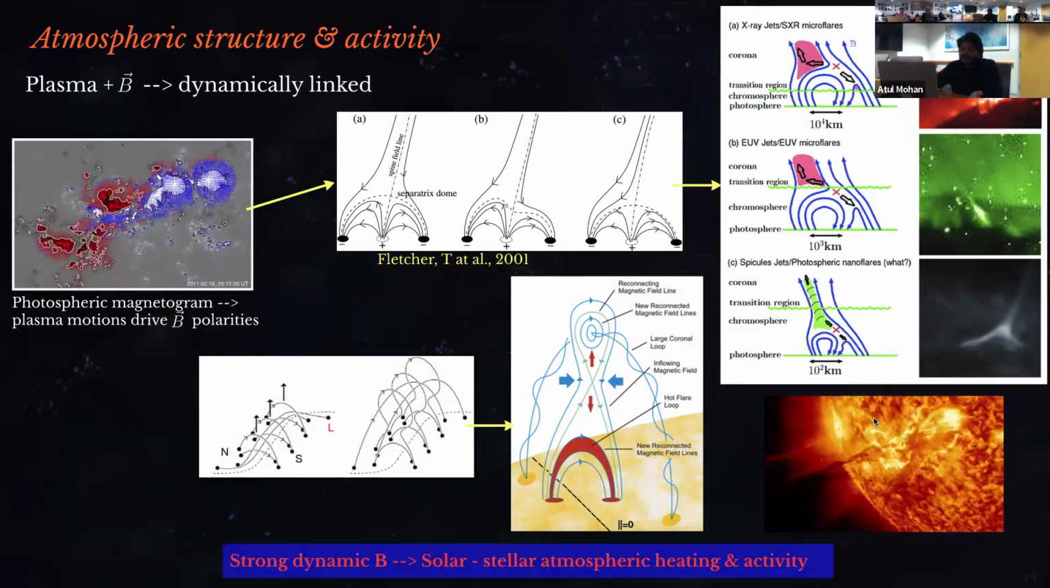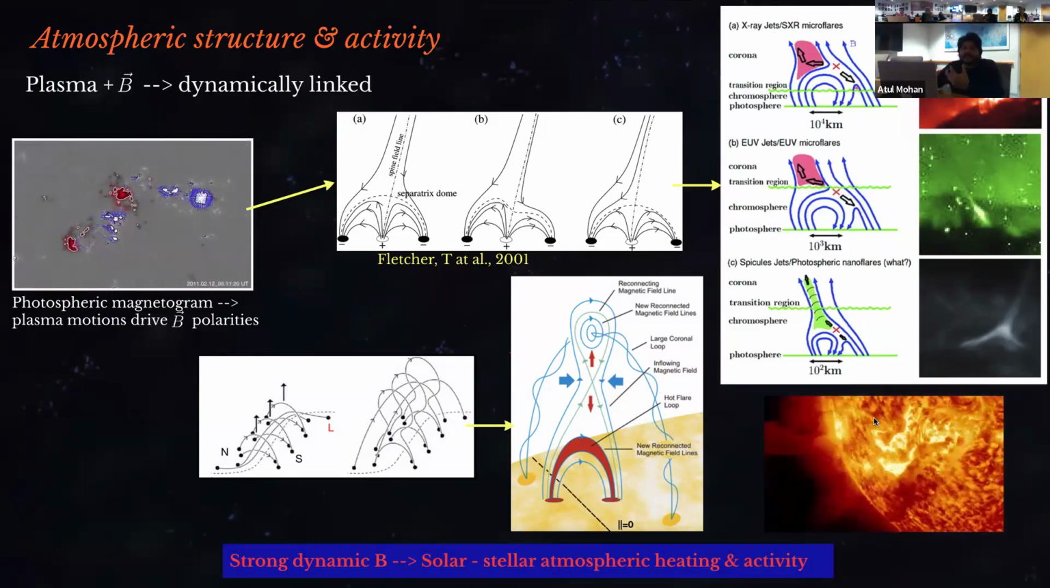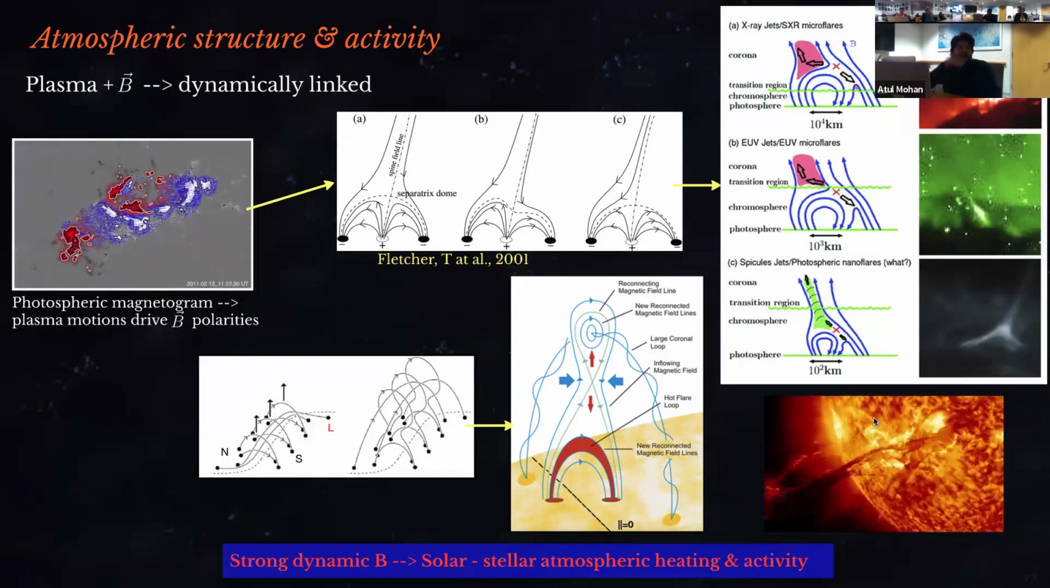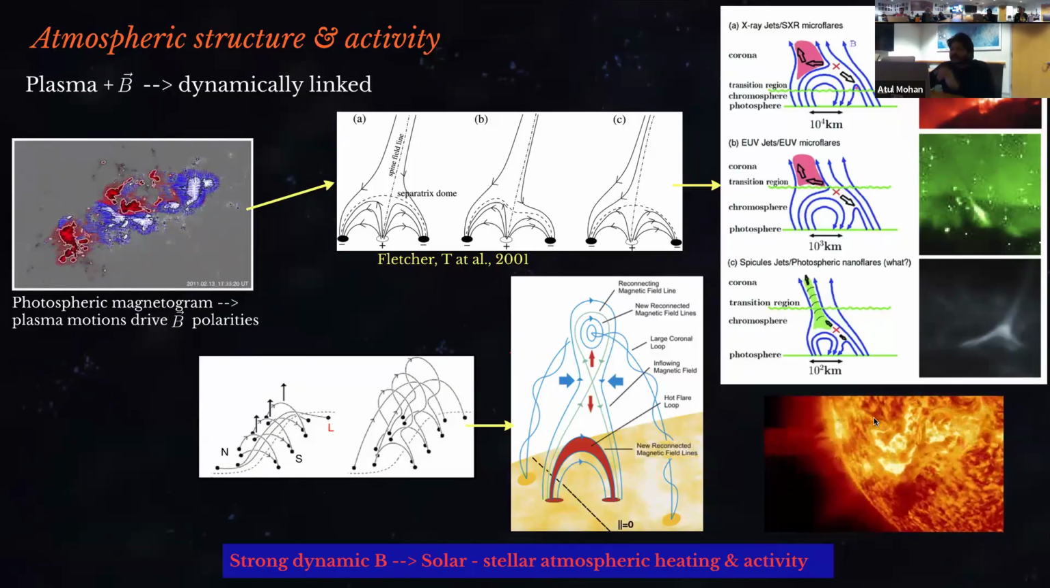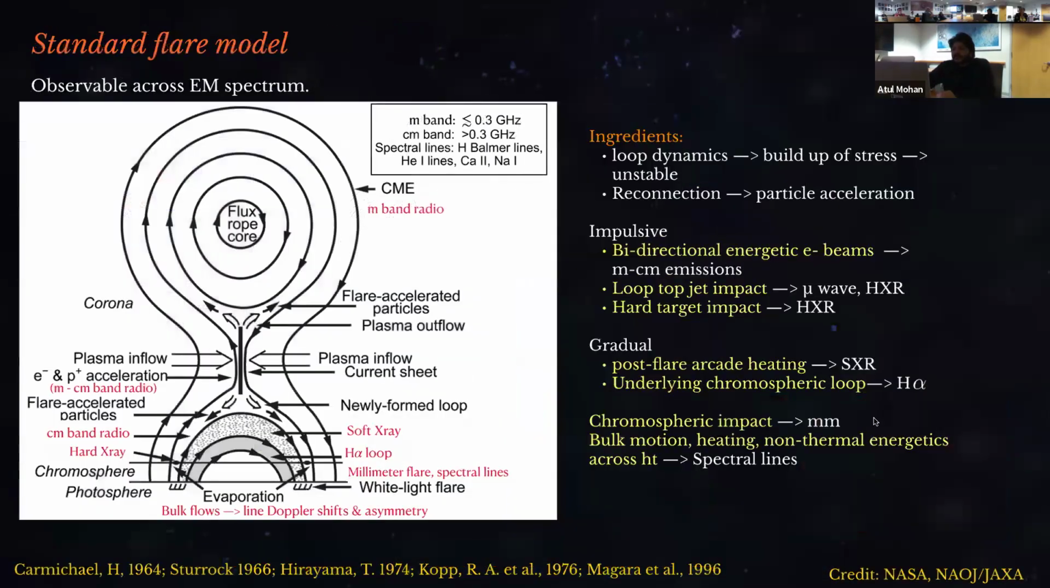Okay, so like we saw, it's actually these magnetic subsurface convective motions which build up the stress and strain, and then across the atmospheric layers, you heat the plasma and cause these flares, increasing the temperature and magnetic complexity in the actual atmospheres. And combining all these different flares which we have observed primarily in the sun, there is something called the standard flare model, which basically summarizes all these events.